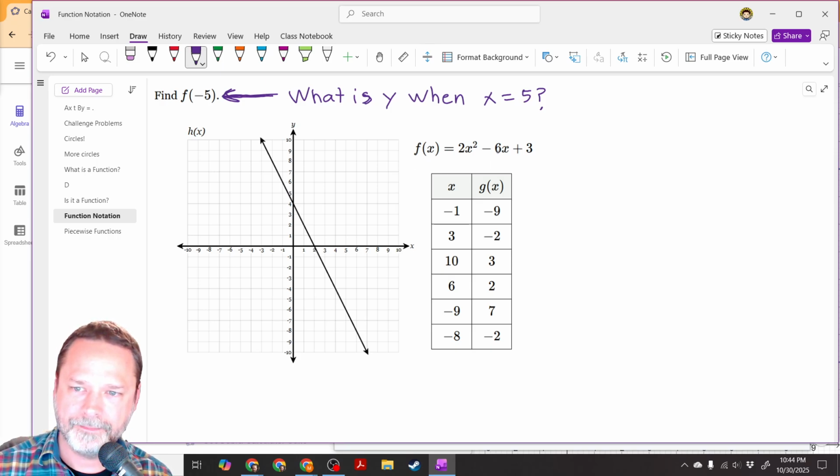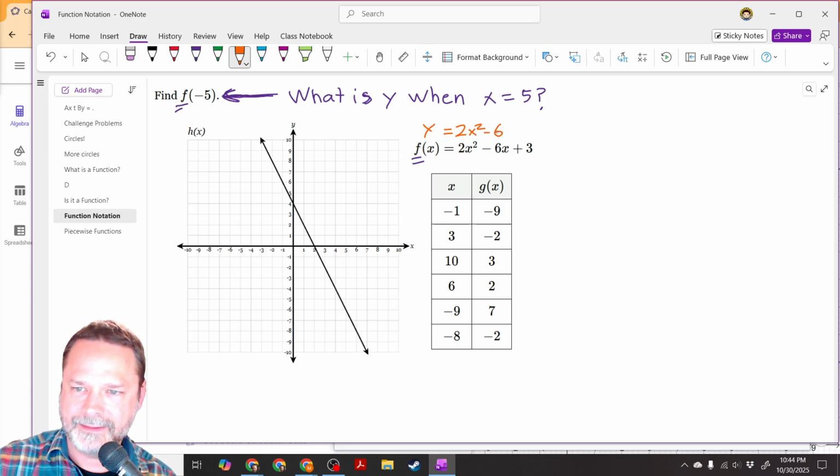And right here, you see f of x equals, there's f. That means I'm going to use this one. I'm not going to use the graph. I'm not going to use the table. Here's my f of x. f of x equals 2x squared minus 6x plus 3. Now I said y, but really, what I mean is we could imagine this: f of x equals the same as we would back when we said y equals 2x squared minus 6x plus 3. Okay? It's the same thing.